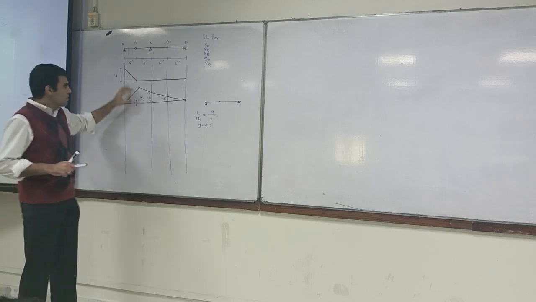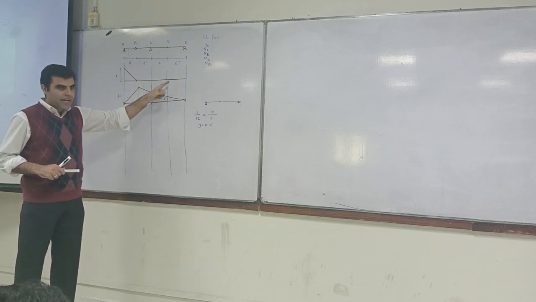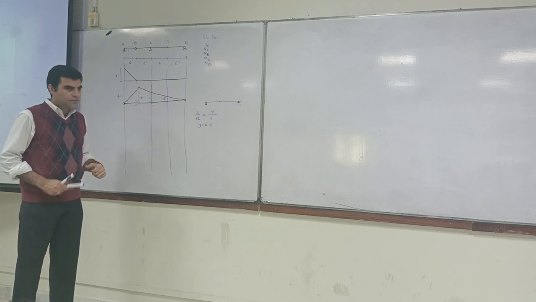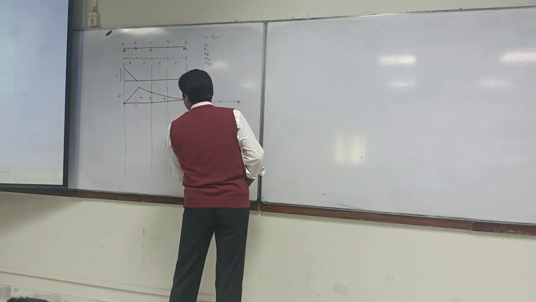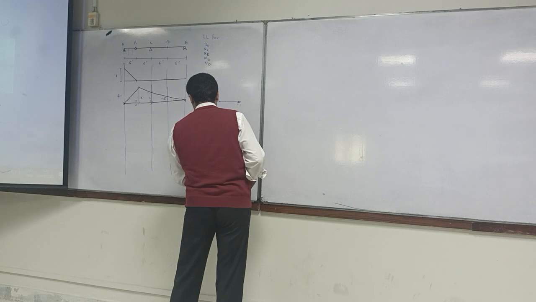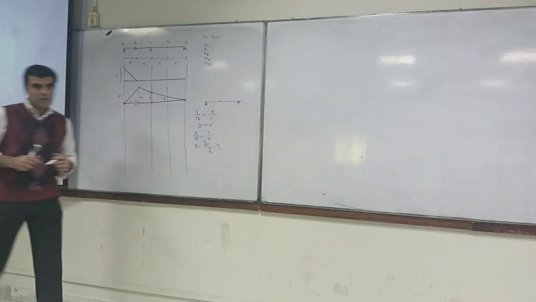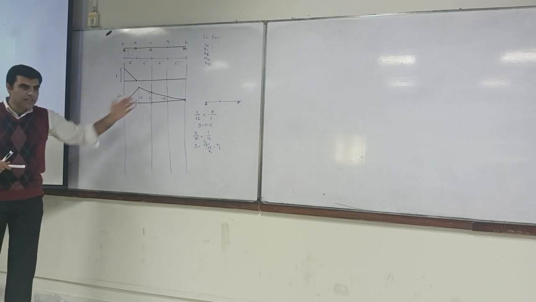Just do similarity of triangle. This one divided by 18 is equal to this one divided by 12. So y1 divided by 18 is equal to 1 divided by 12, which is equal to 3 by 2. Is it not clear? I'm just doing similarity of triangle because it's linear.